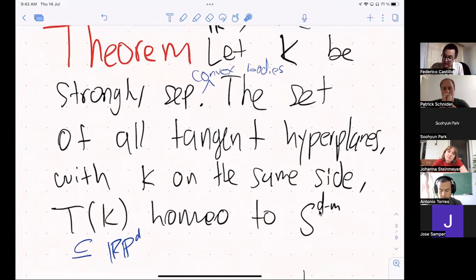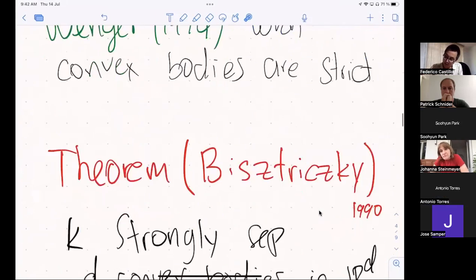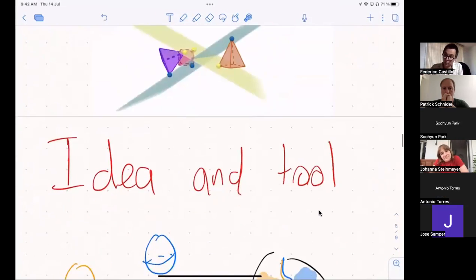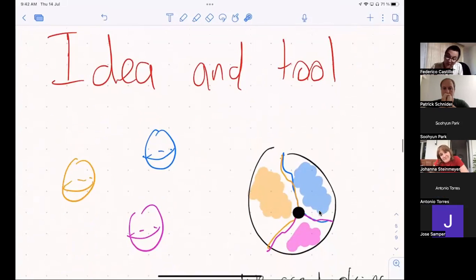Right. How do we prove it? I will just briefly mention what the idea is and what the tool is. The proof has one idea and one technical lemma. So the idea is the following. We are going to do induction also, but we find that it's more natural to do the induction in a dual problem.